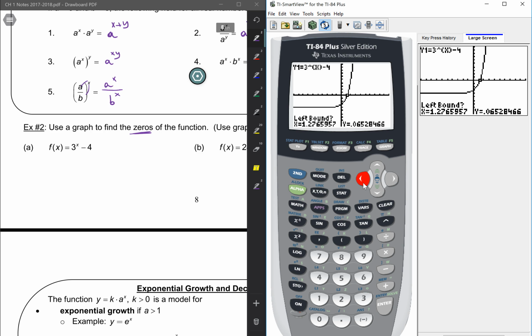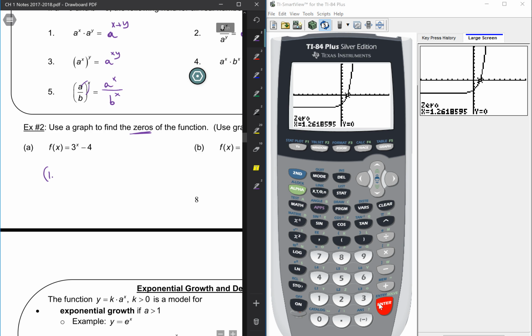Then, when it asks for left bound, I just press the left arrow a couple of times. Press enter. Now, right bound. Bring the cursor to the point, go to the right of it a couple of times, press enter. And it's right there. So the 0 is when it crosses the x-axis? Yes. Okay? So, the 0 is 1.26, comma, 0. So this is partly notation. That's how I want you to do it.